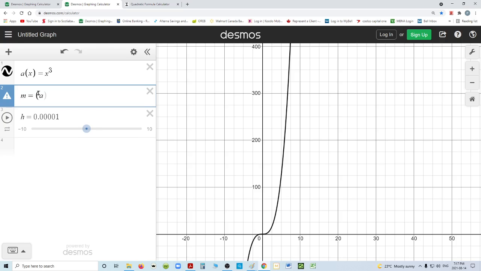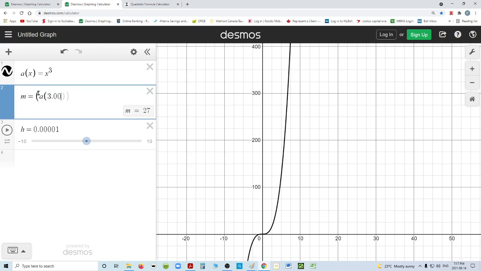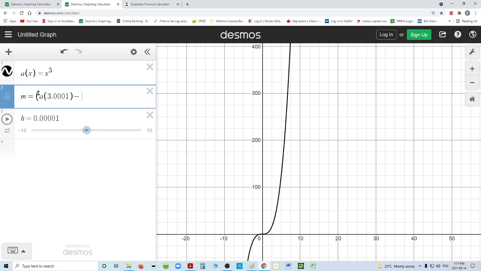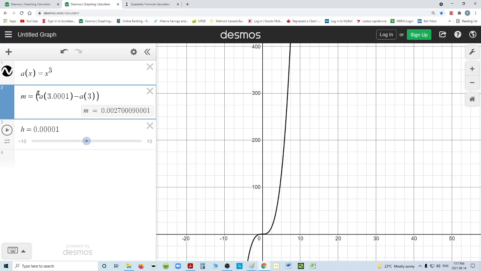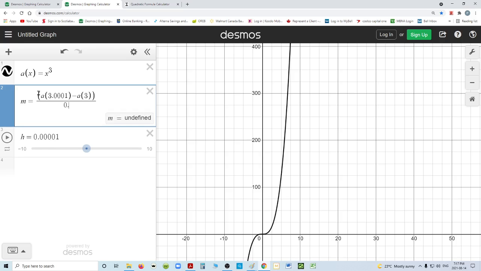Well, that's the value at 3.001 minus the value at 3, all divided by 0.001. And it's changing at 27, which makes sense, because 3 cubed is, well, no, that doesn't actually make sense. Yeah, well, I guess that does make sense. It's changing at the rate of its volume per meter at that time, which is 27.